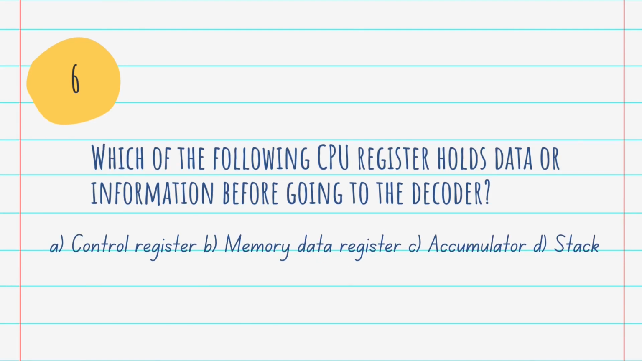Question number 6. Which of the following CPU registers holds data or information before going to the decoder? A. Control register, B. Memory data register, C. Accumulator, D. Stack. And the answer is B. Memory data register. Memory data register, MDR, or memory buffer register, MBR, is a register in a computer processor or central processing unit, CPU, that stores the data being transferred to and from the immediate access storage. It contains the copy of the designated memory location specified by the memory address register.